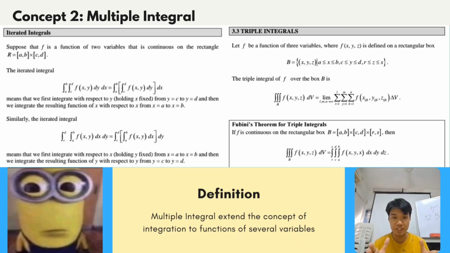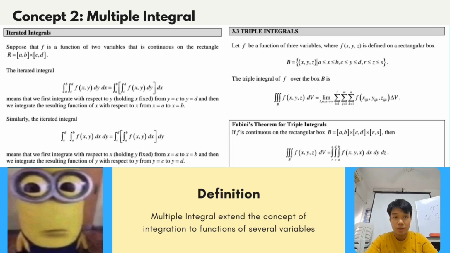Let's begin with iterated integrals. With iterated integrals, we can evaluate multiple integrals by breaking them down into many single integrals. Now, suppose f is a function of two variables that is continuous on the rectangle R that has the range [a, b] and [c, d]. Suppose [a, b] lies on the x-axis and [c, d] on the y-axis.